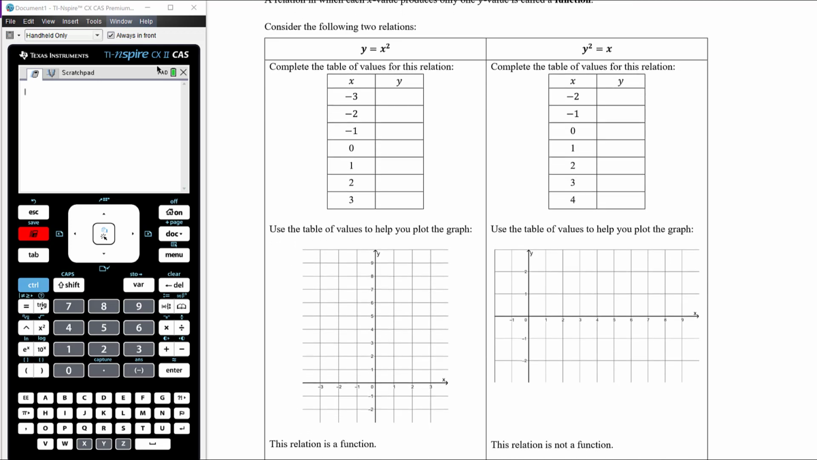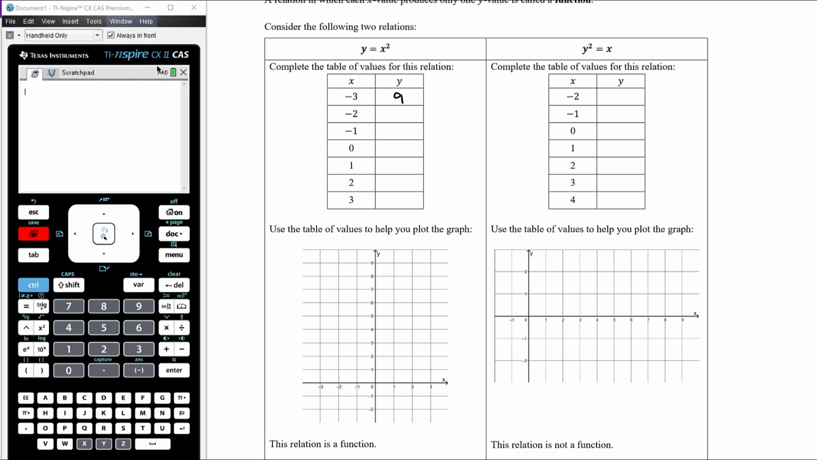Let's work on the left-hand side here. We want to complete the table of values for this function. When x is equal to -3, y is equal to (-3) squared. Careful how you write that. If you're going to write it, it must have brackets. If you write -3 squared, it's not the same thing. So (-3) squared would be +9. From this one x value, we've produced only one y value. If x equals -3, y has to equal 9. It can't equal anything else.